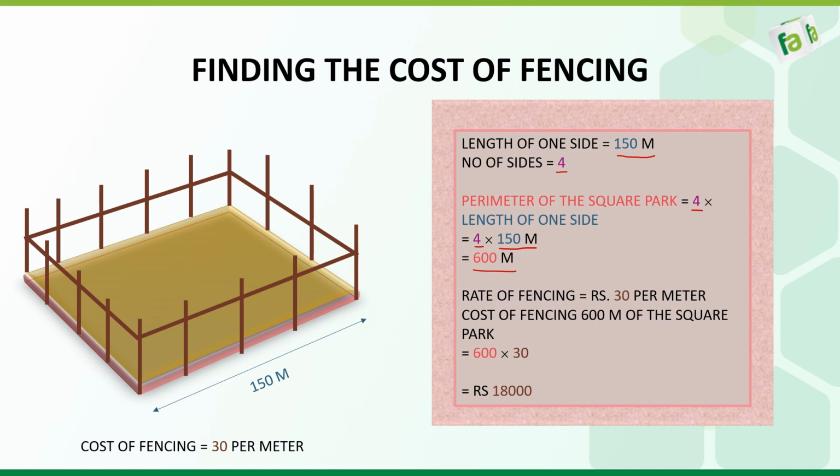Now it is given that the rate of fencing is equal to rupees 30 per meter. So cost of fencing 600 meters of the square park is equal to 600 multiplied by 30, which is equal to 18,000 rupees.